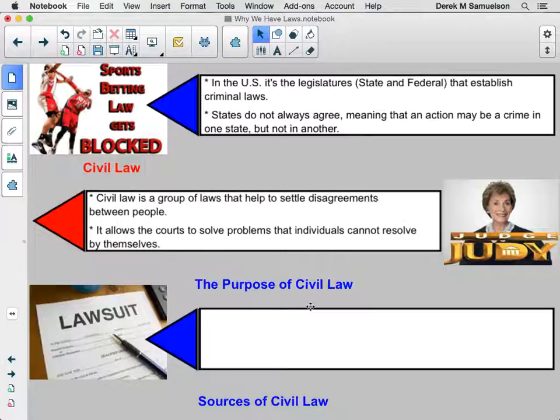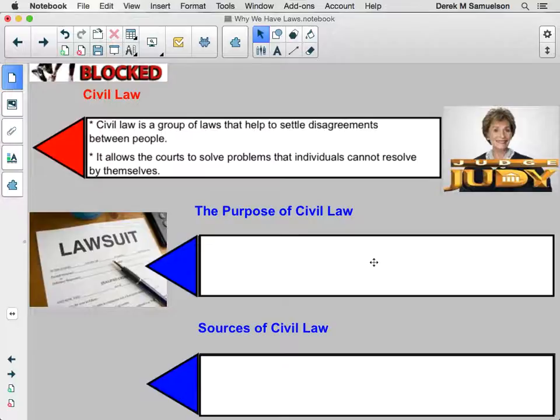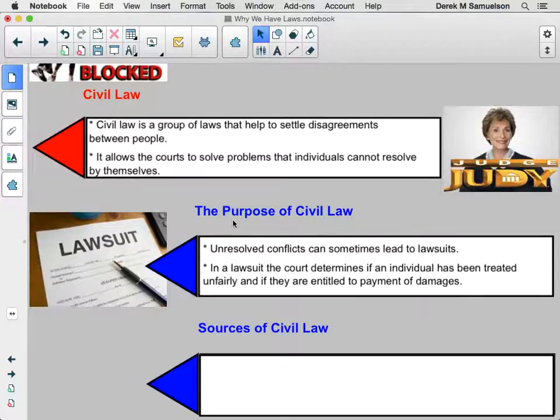In a previous lesson, I used an example of hitting a baseball through a neighbor's window. It may simply be that the neighbor and the people involved can reach their agreement on their own, that they don't need to involve the courts. But maybe they do. And we do have a civil law court system to make sure that that disagreement can be resolved. That is the purpose of civil law.